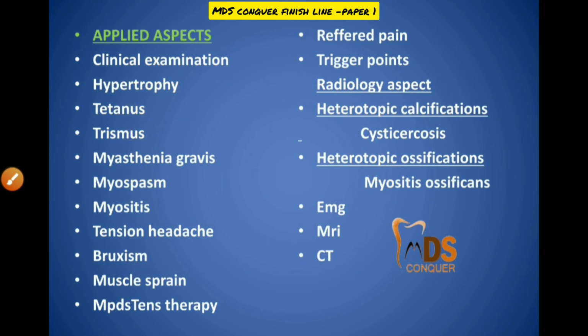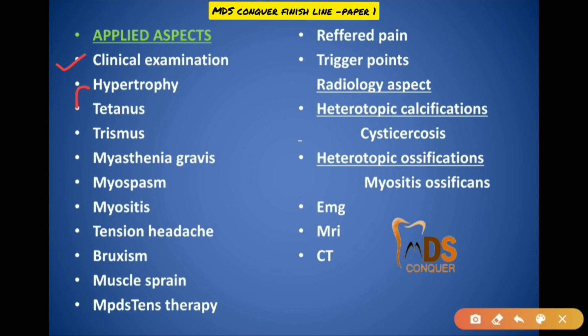So these are all the anatomical aspects of the muscles of mastication, and you have to end your answer with the applied aspects. I have mentioned a few applied aspects which you have to write in your exam, so you can make a note of it. First you have to write the clinical examination, that means how the muscles of mastication are examined in your dental department.